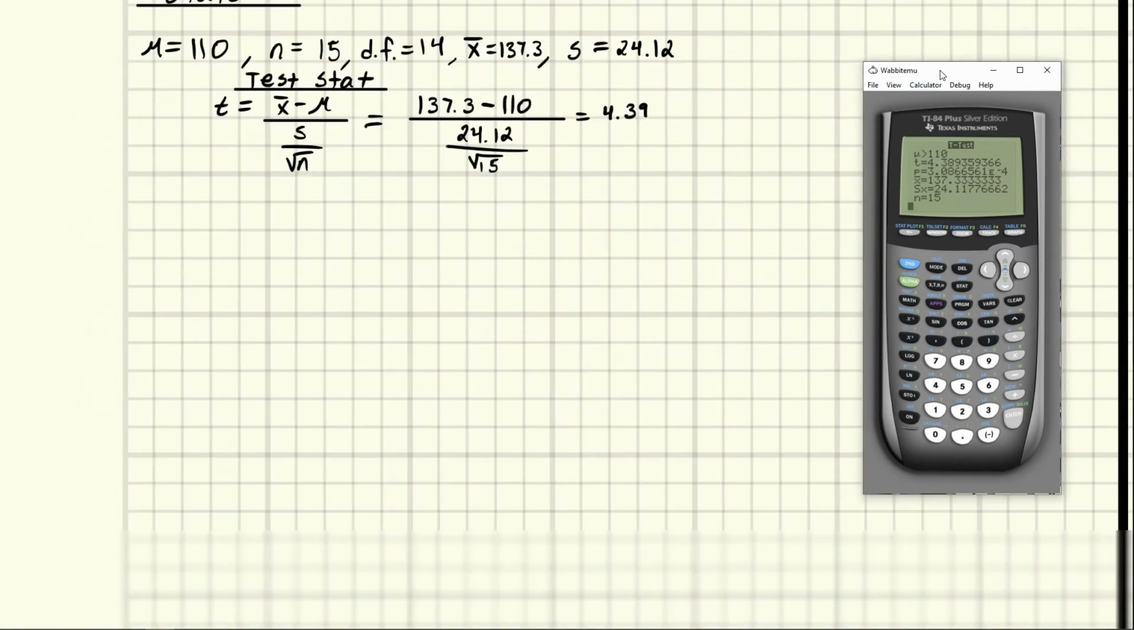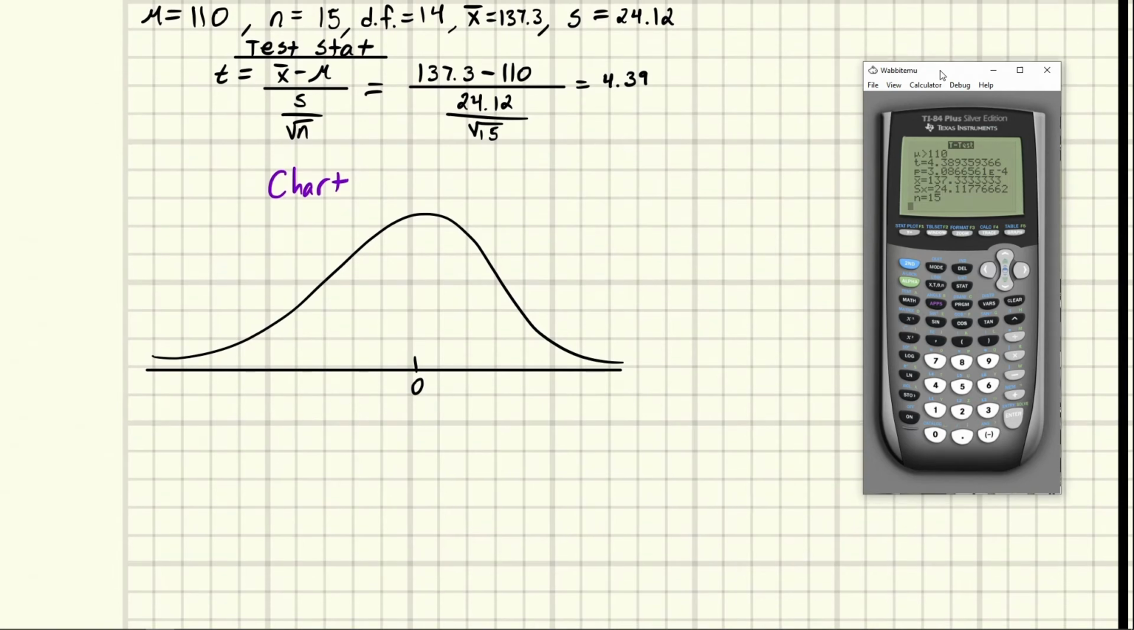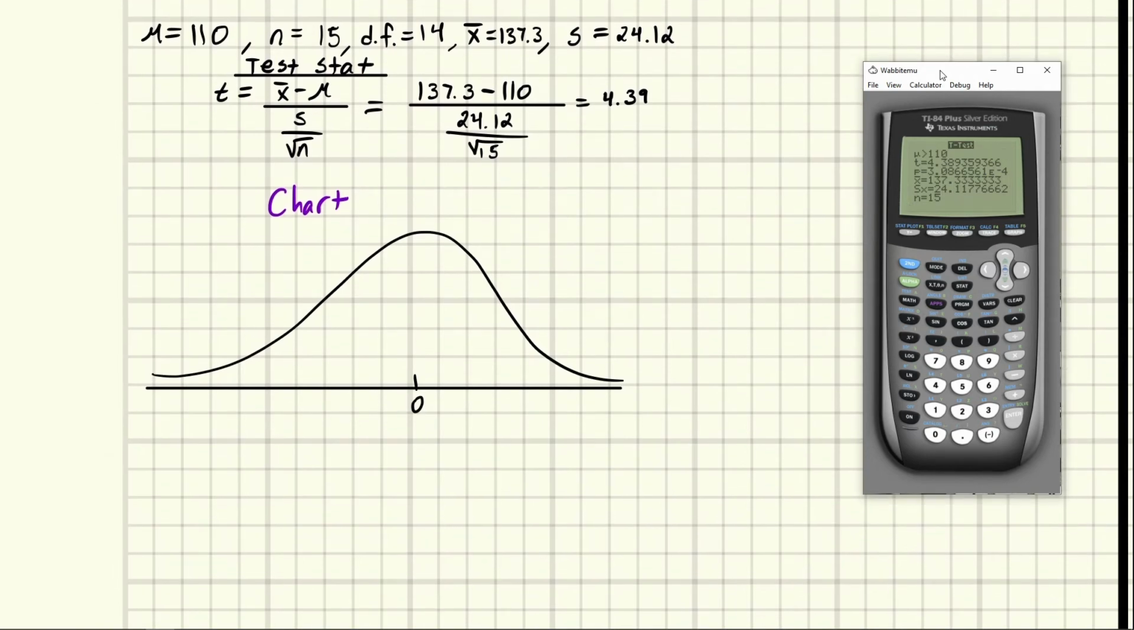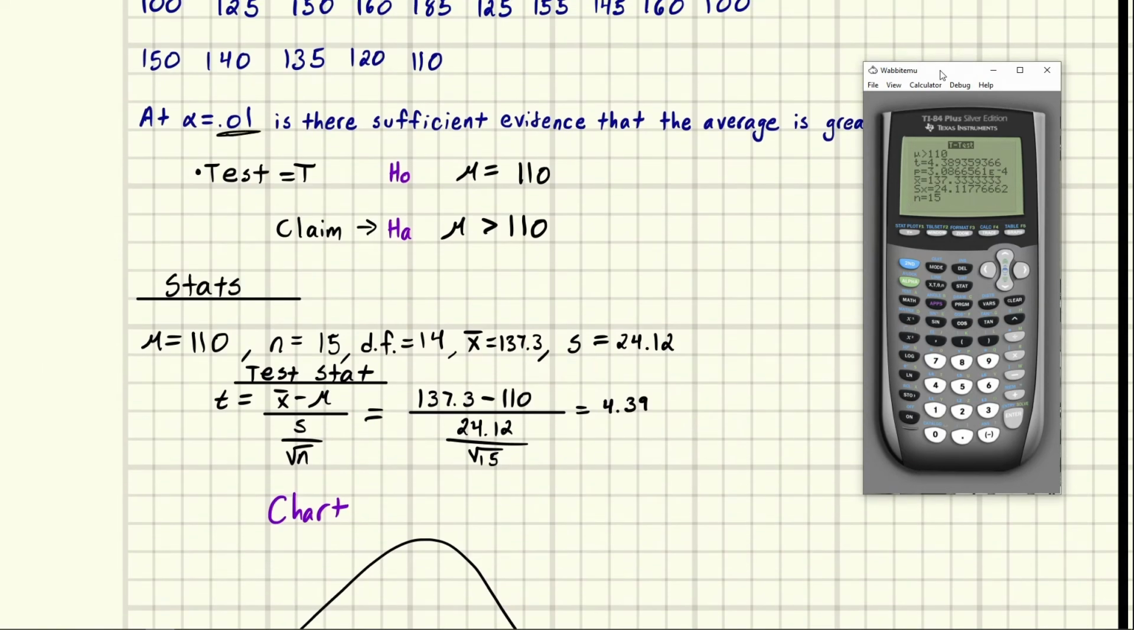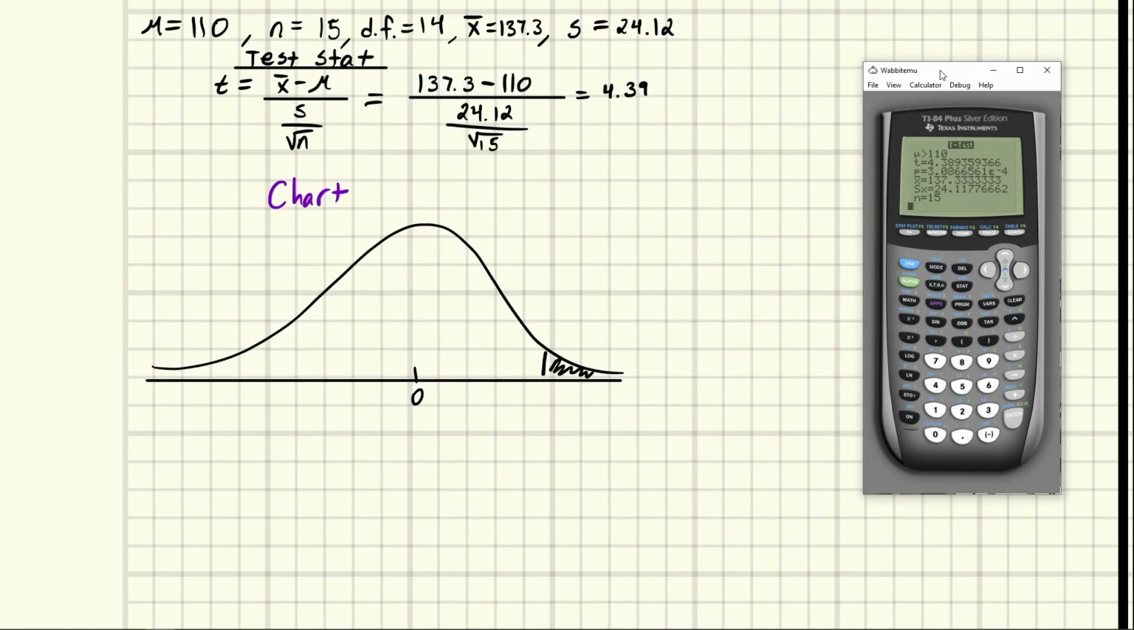All right, so up next, we need to draw the chart. So chart time. And we're just going to draw ourselves a normal looking curve. In the middle is 0. And our t value is 4.39, but we need our critical value. We know it's a greater than, and our alpha is 0.01. So the area that lives up in this region is 0.01.